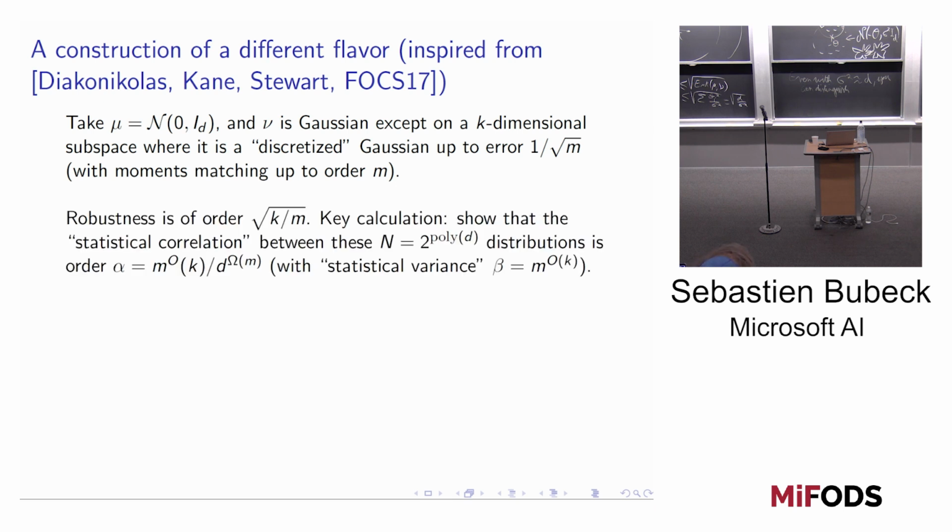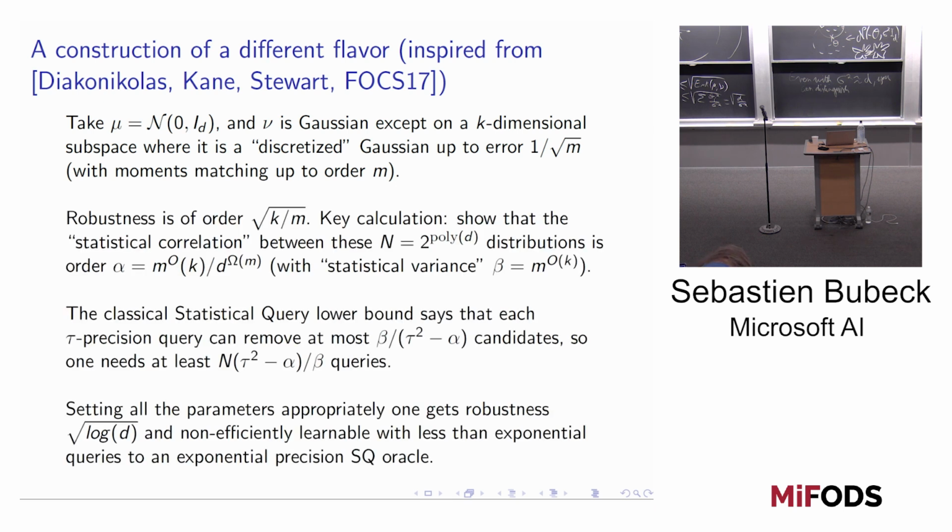If you work out all the details, which I will skip, and set all the parameters appropriately, what you get is, even assuming square root log d robustness, before we were assuming square root d robustness, so this is much weaker, but it's still a big robustness. Even assuming square root log d robustness, you cannot learn efficiently a robust classifier in this problem if you have less than an exponential number of queries to an exponential precision statistical query oracle. I won't say more than that.